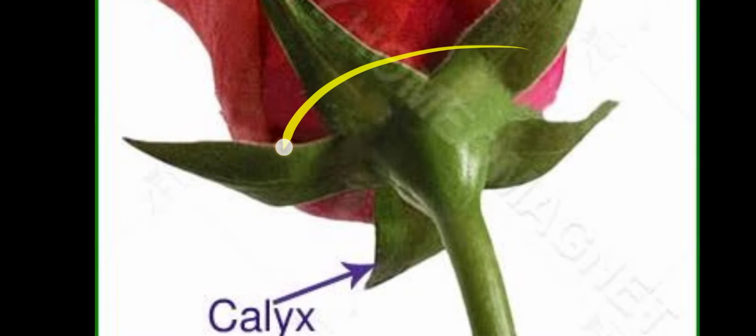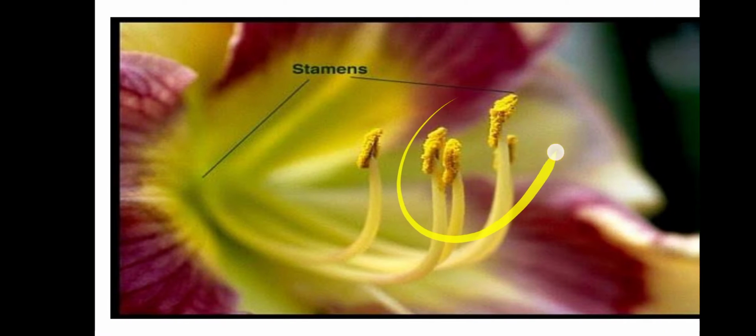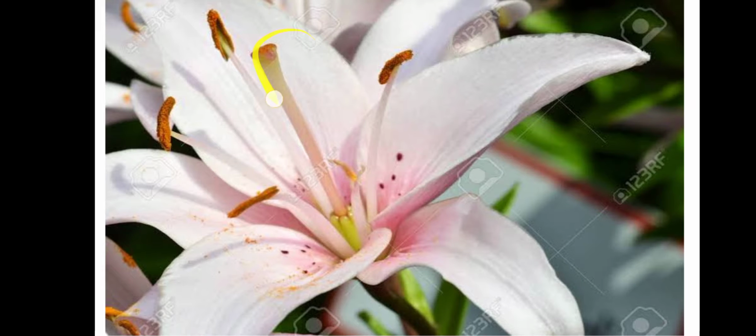First one, the green portion of a flower, is the calyx, or also known as sepals. We have the petals or corolla. We have the stamens, and we have the pistil.